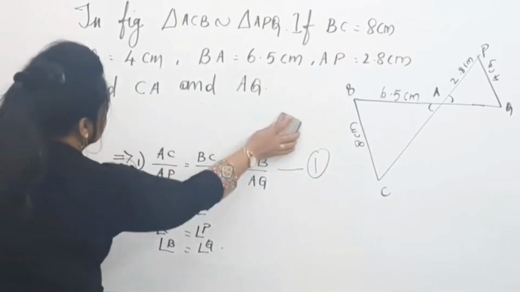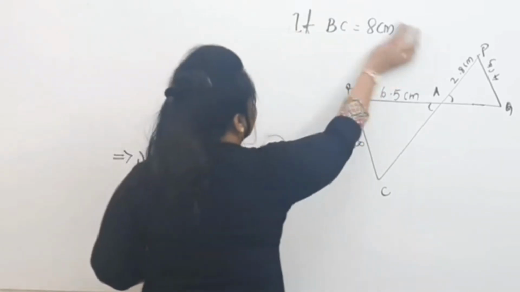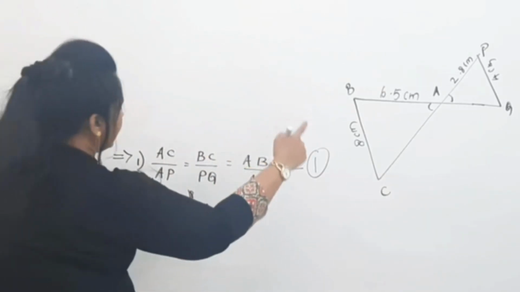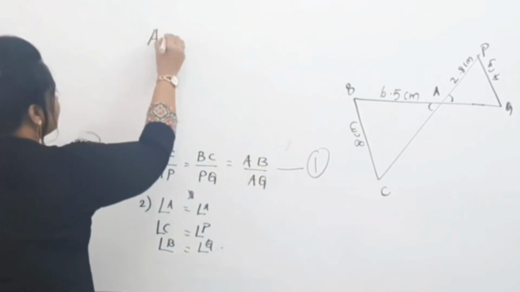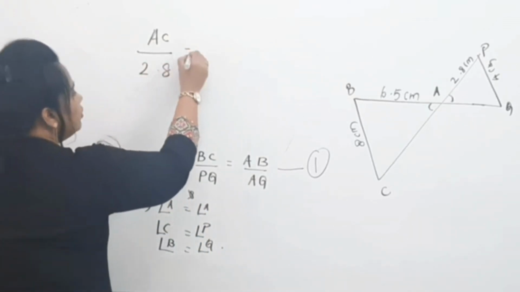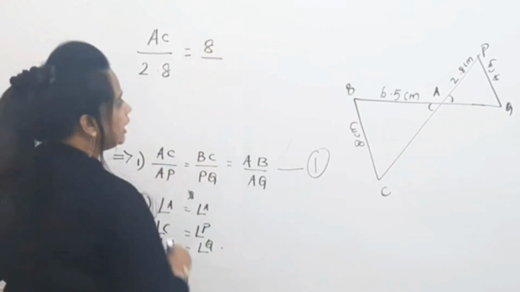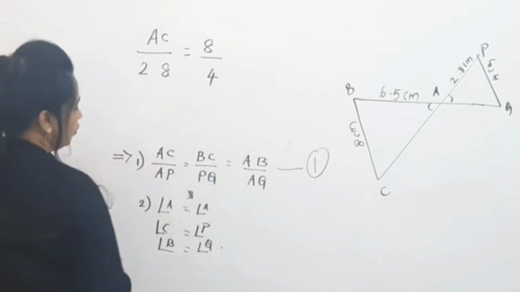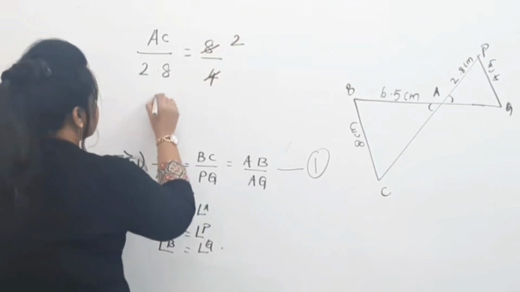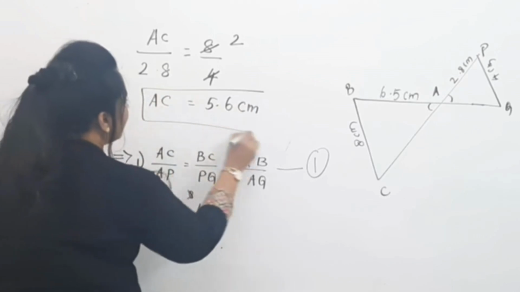So I will substitute my values here in my first condition, and I get my values. As simple as that. So what's my AC? I do not know. So I will write AC divided by AP, AP is given as 2.8, which will be equal to BC, which is given as 8, divided by PQ, which is given as 4. So this gets cancelled twice, and AC is equal to 5.6 cm. So I get my AC.